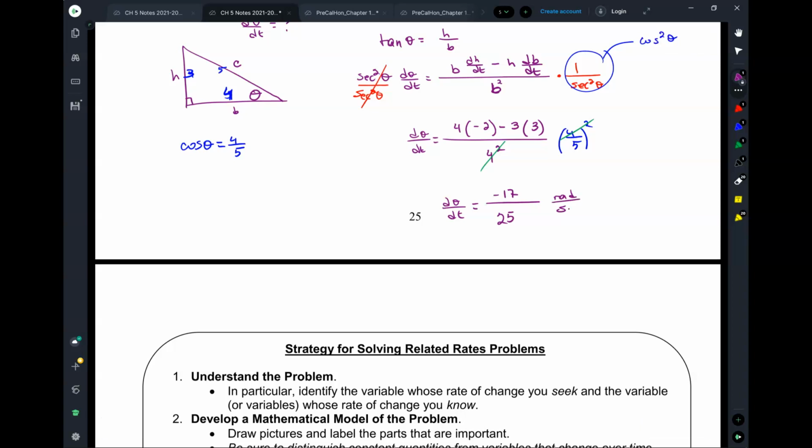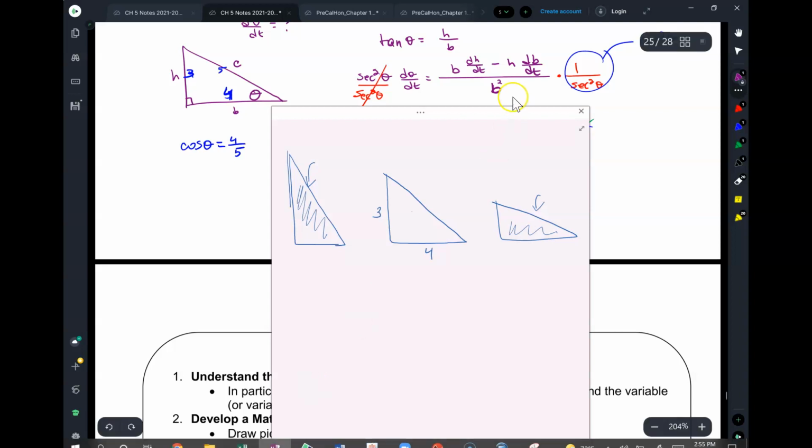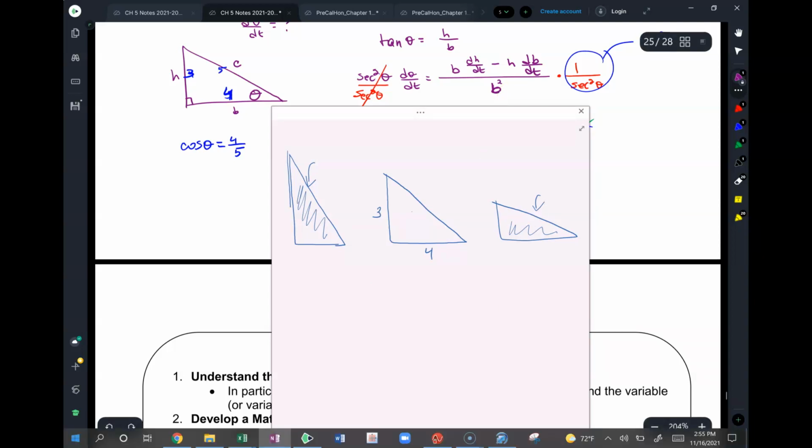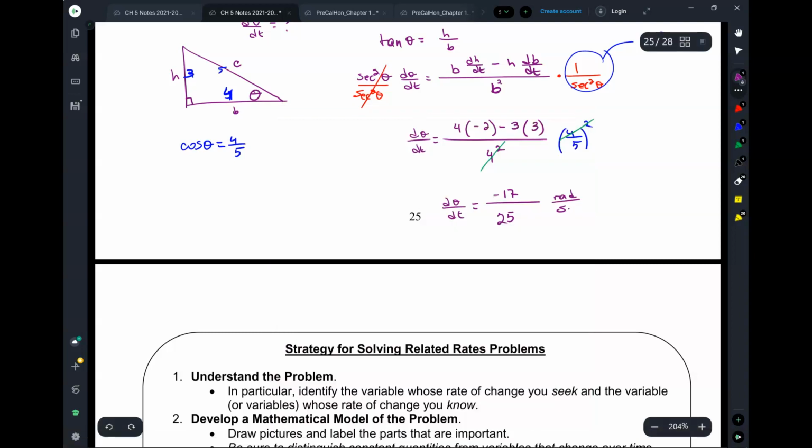So it can be negative like that? Can it be negative? Why is it negative? What does it mean that it's negative? It's getting smaller. It's decreasing. And does it make sense that it's decreasing? Look at the progression of the triangle. Look at how theta is getting smaller. Isn't that cool? What a wonderful way to end the school day, right? Related rates. This has been a great day and it's not even over yet.